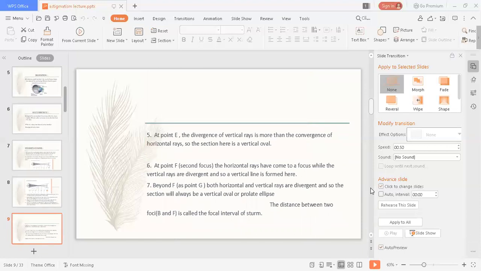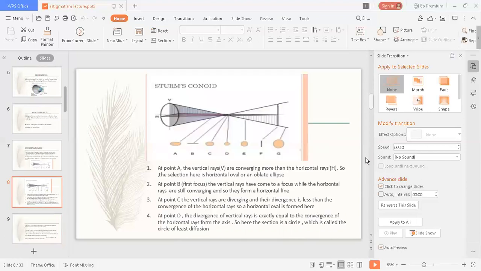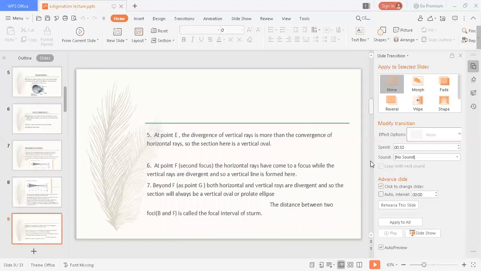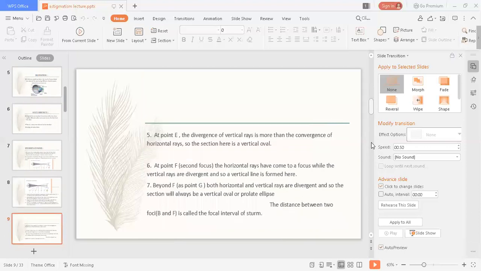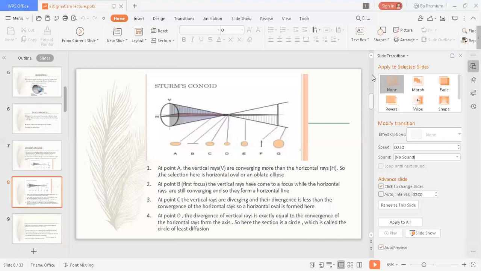And beyond F, both horizontal and vertical rays diverge, so they form a vertical oval or ellipse. The distance between these two foci, friends, this B and F, is called the interval of Sturm.